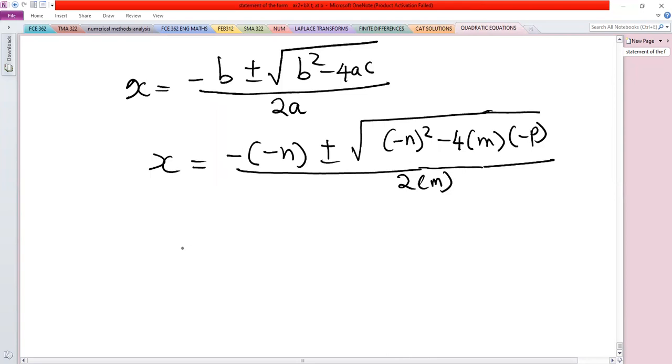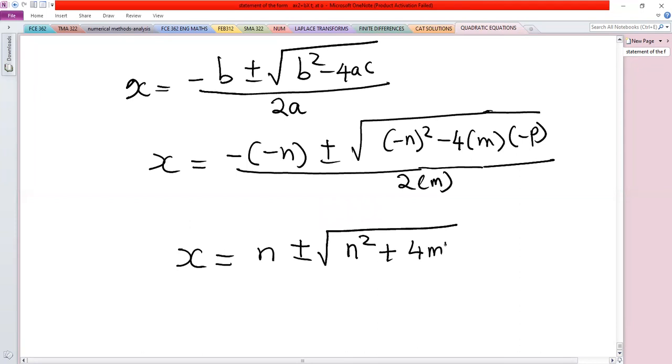So when you work it out, you get x equals n plus or minus square root of n squared plus 4mp, divided by 2m. So this will be the solution to that particular problem. So those are enough to ensure that we understand how to apply the quadratic formula.